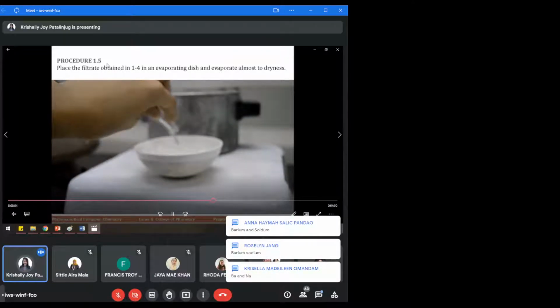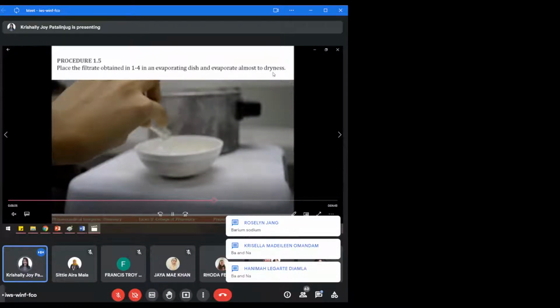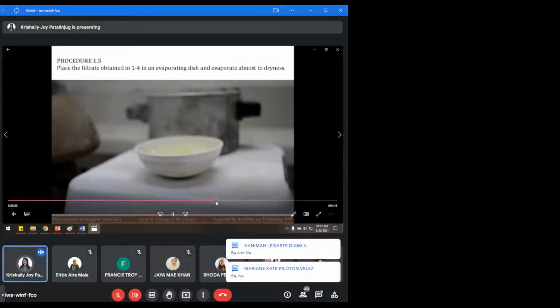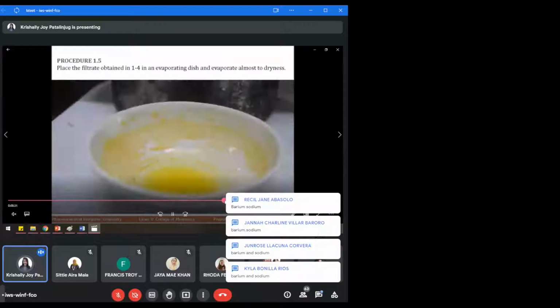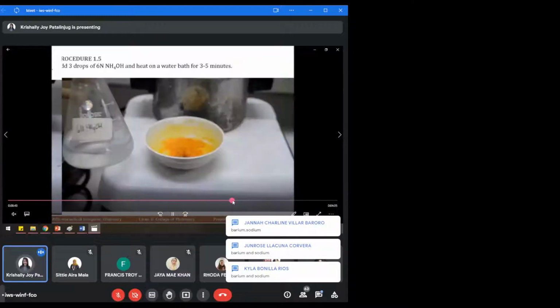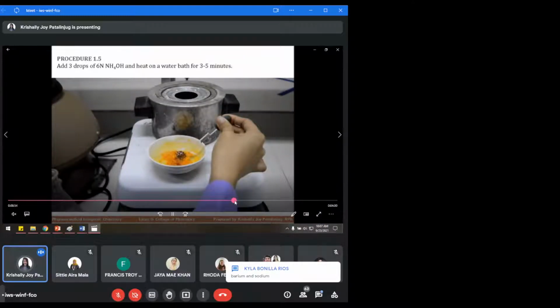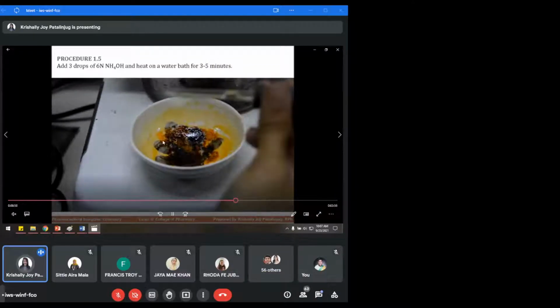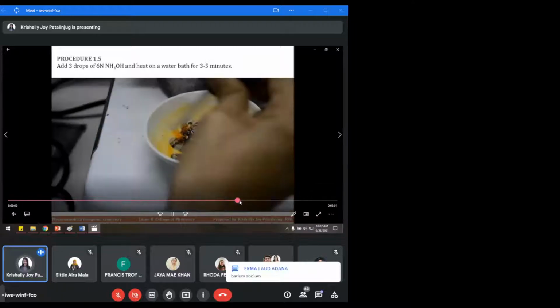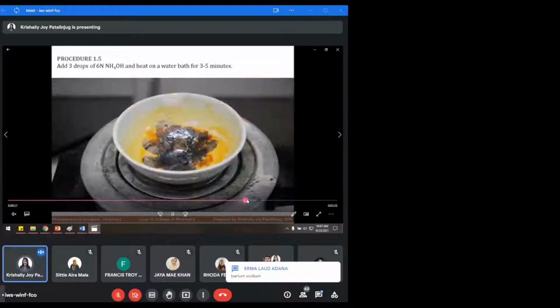This is the filtrate. It says evaporate almost to dryness. I will just forward it. We go straight to the key precipitating agents. Okay, so it has been added with ammonium hydroxide. Okay, fast forward.